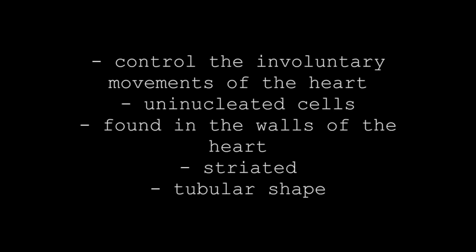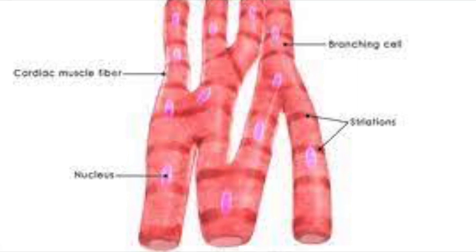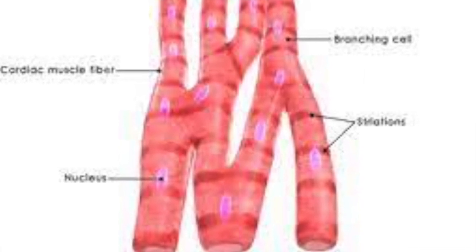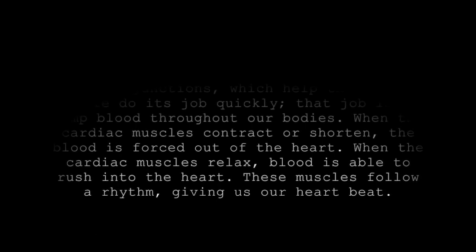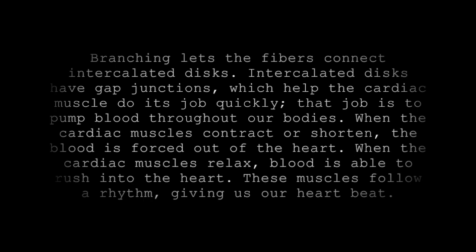Cardiac muscle fibers are uninucleated cells like the smooth muscle and can be found in the walls of the heart. They are striated, having light and dark bands, and have a tubular shape. Cardiac muscle fibers have branching, which lets the fibers connect to intercalated discs. Intercalated discs have gap junctions, which help the cardiac muscles do their job quickly.